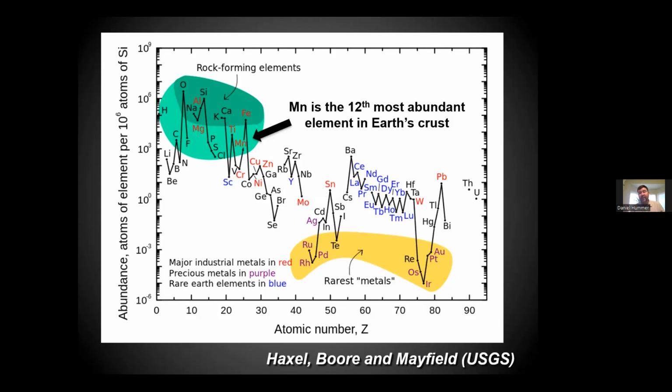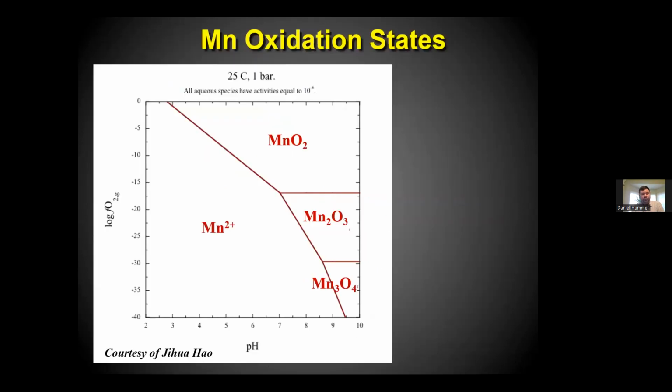And it's also very redox sensitive, and it occurs in 3 different oxidation states. It can be +2, +3, or +4. And in this graph of element abundance here, it sits among these most common dozen or so rock-forming elements. And of course, the oxidation state of the manganese is going to heavily depend on the oxygen fugacity, the amount of oxygen that is in the surrounding environment.